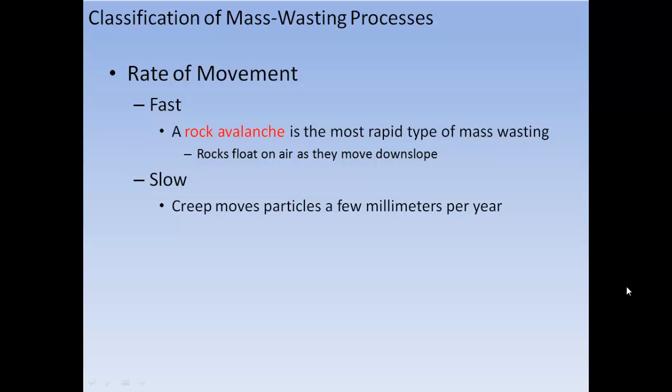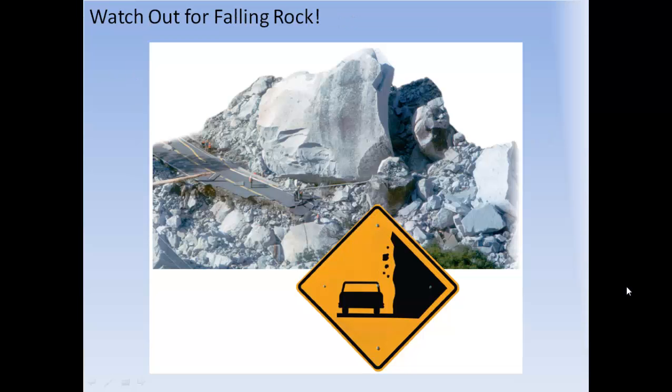Okay, rates of movement. Fast: a rock avalanche is the most rapid type of mass wasting. Rocks float on air as they move downslope. Slow: creep moves particles a few millimeters a year. Okay, so avalanche versus creep.